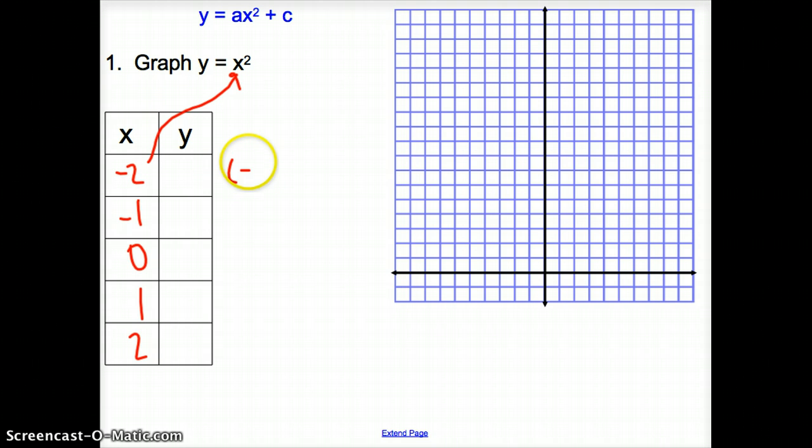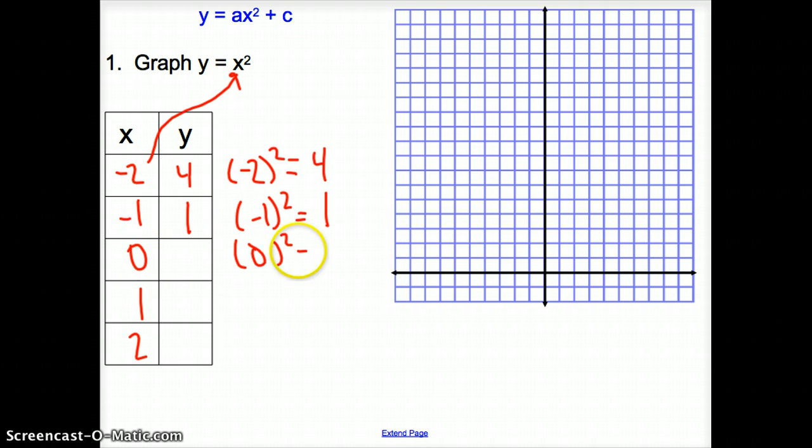Now I'm going to put this -2 in for that x. So I'm going to go -2 squared. And remember that -2 squared is -2 times -2. -2 times -2 is 4. Next, I'm going to put -1 in for x. Square it. -1 times -1 is 1. So I'm going to put 1 in for my y.